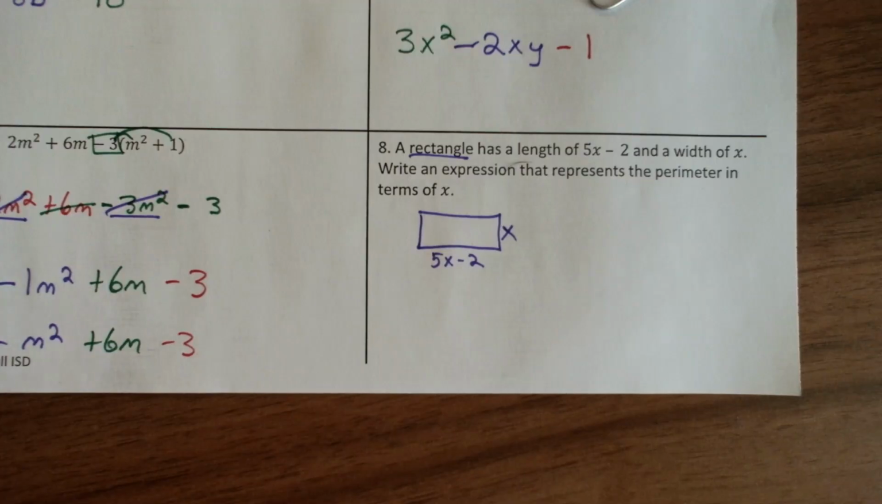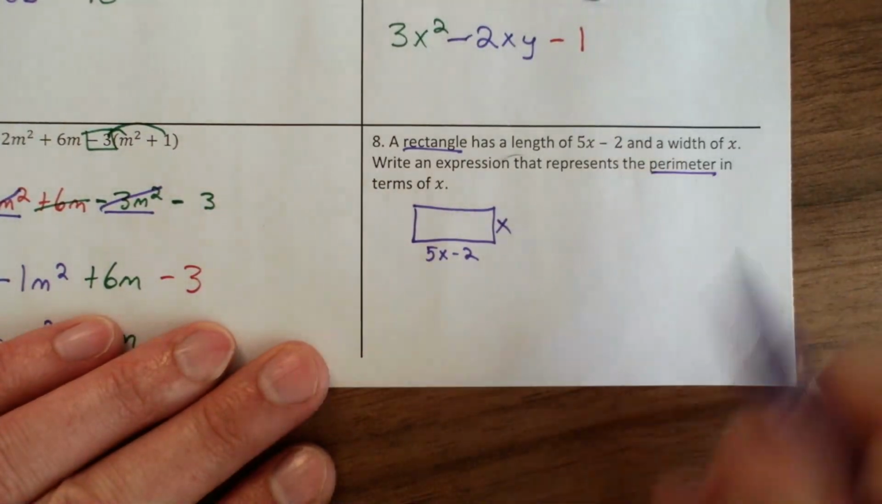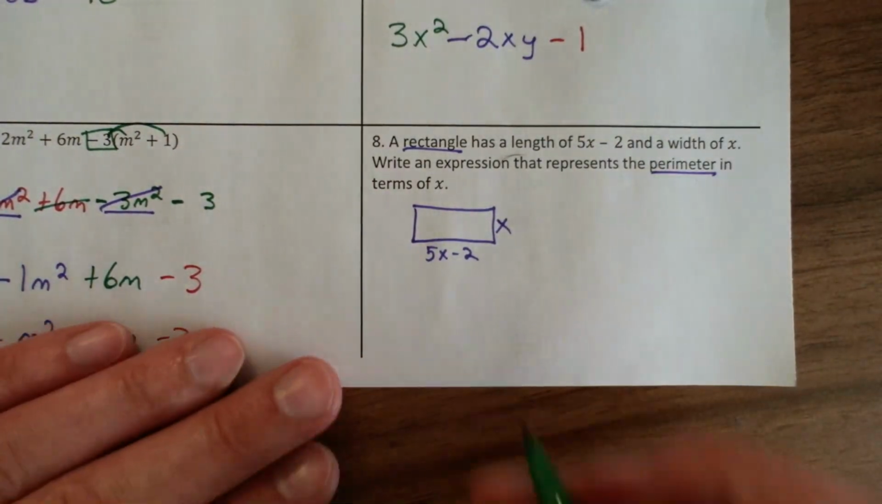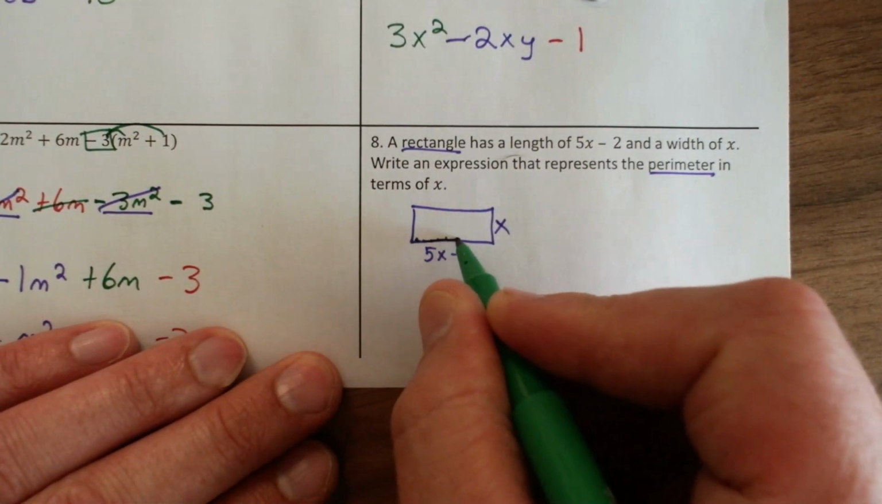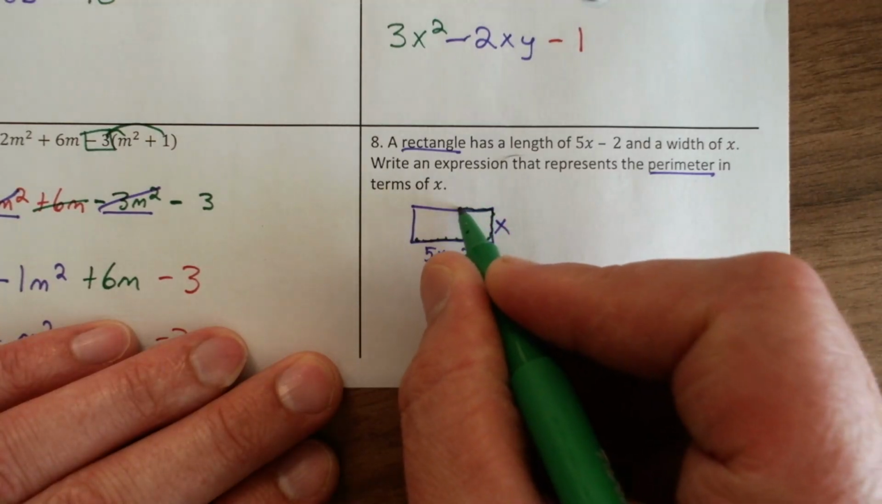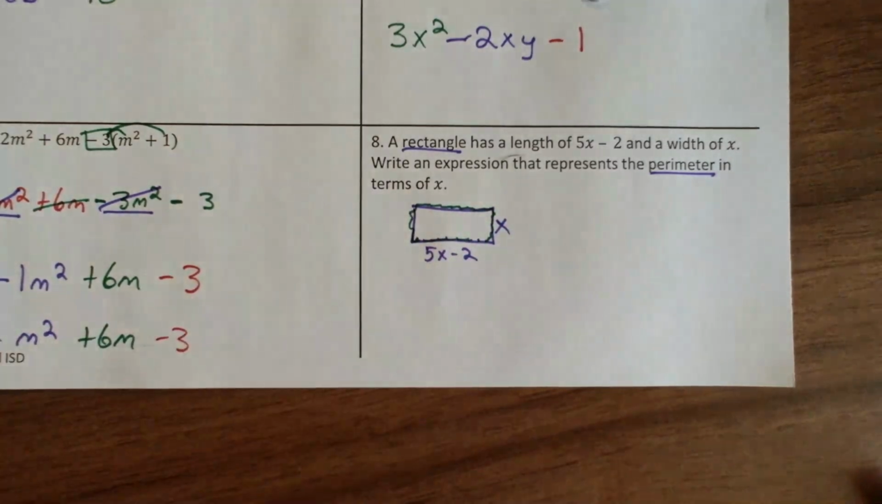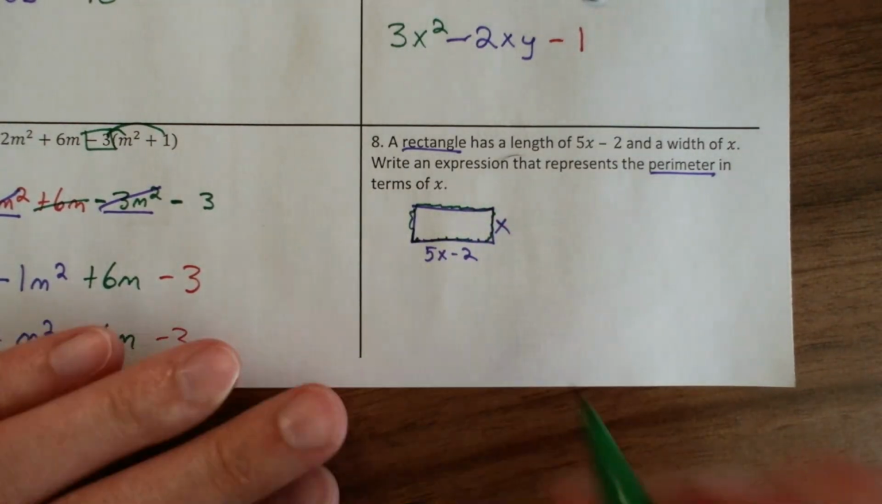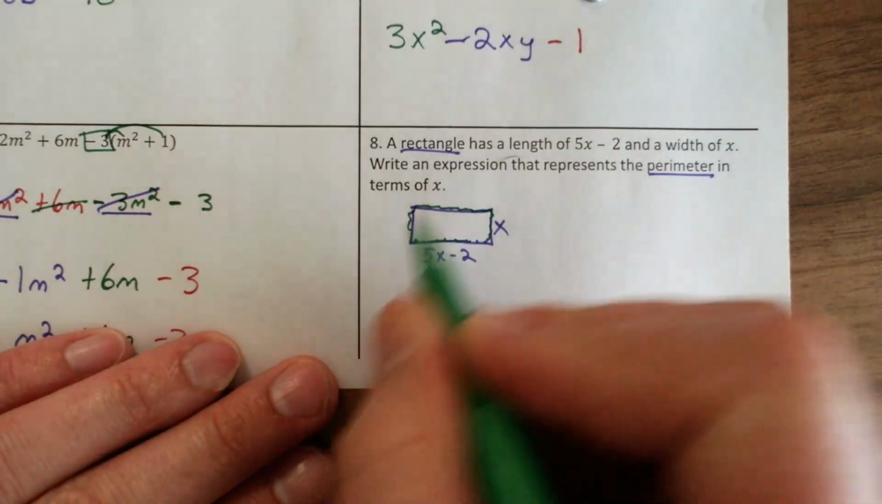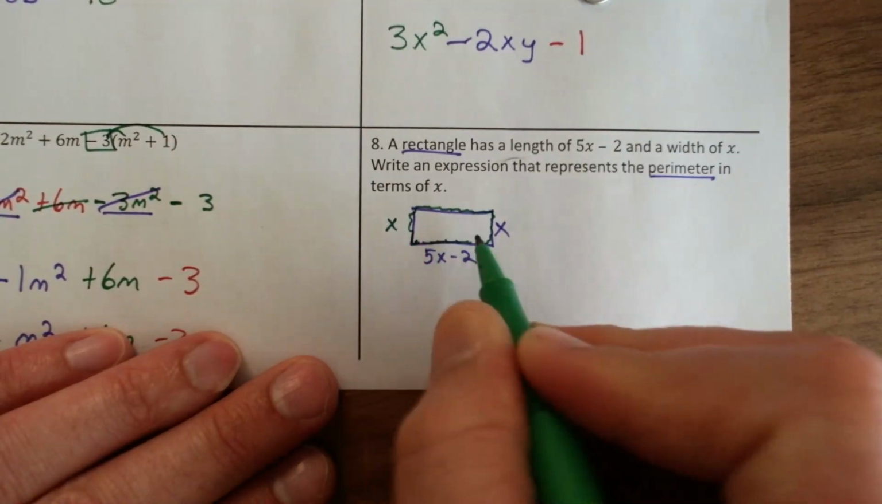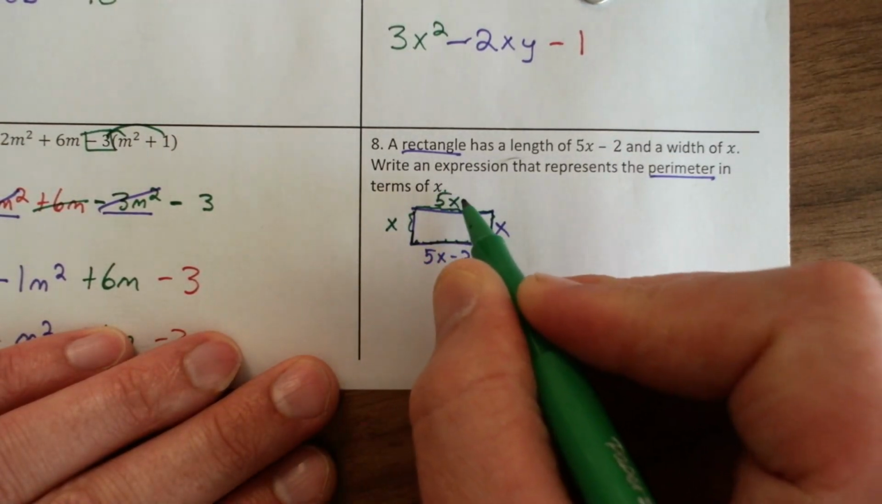Write an expression that represents the perimeter in terms of x. Well, perimeter is the distance around the whole thing. I add up all the sides. That's what the perimeter is. So I know, because this is a rectangle, this side is also x. This side is also 5x minus 2.